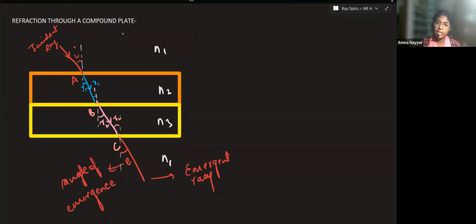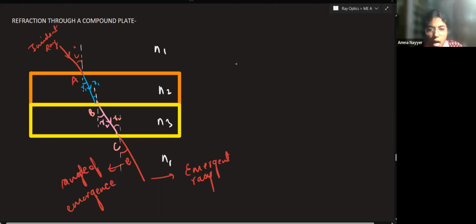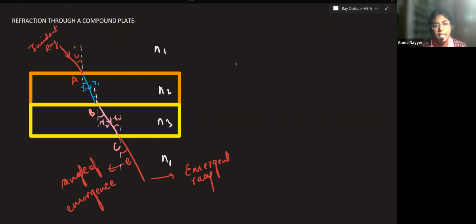It got refracted, so R1. Now this became the angle of incidence R1 and it got refracted to R2. Now R2 became the angle of incidence for point C. So R2 is an angle of incidence and this E is the angle of emergence. R2 and E are in a straight line?